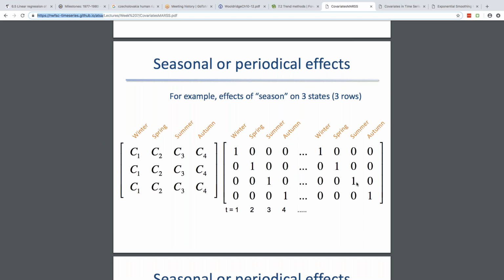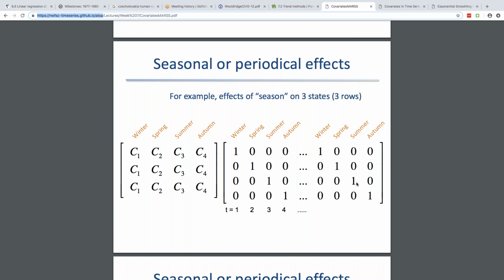In the next time period, we're now in spring, and then our covariate column vector looks like this. We've got a 1 here in the second row, and now you can see, when we multiply, the spring effect C2 comes in. So that's how models that have factors do it. They just have a covariate that is zeros and a 1 in the right row.